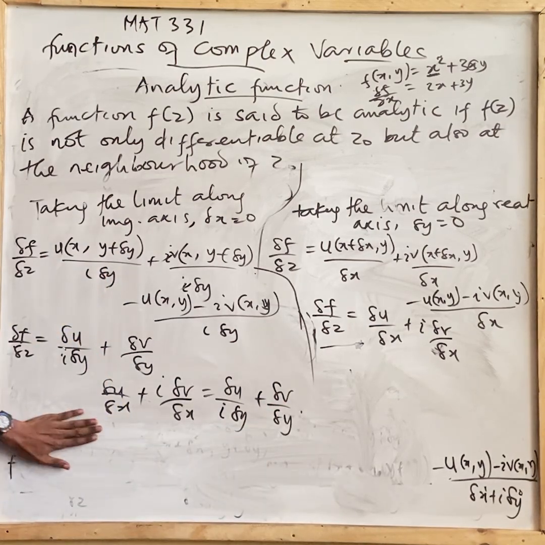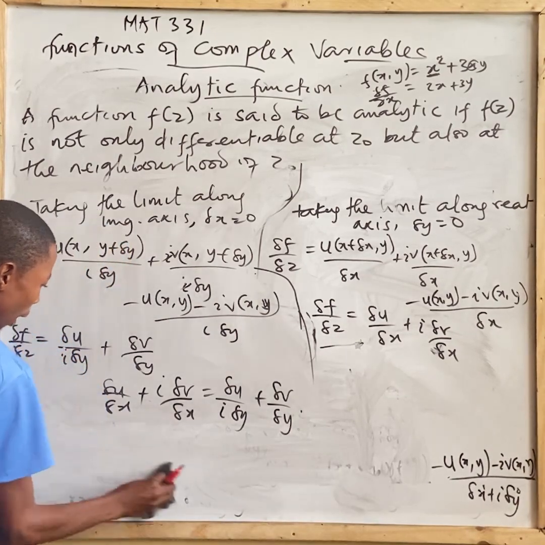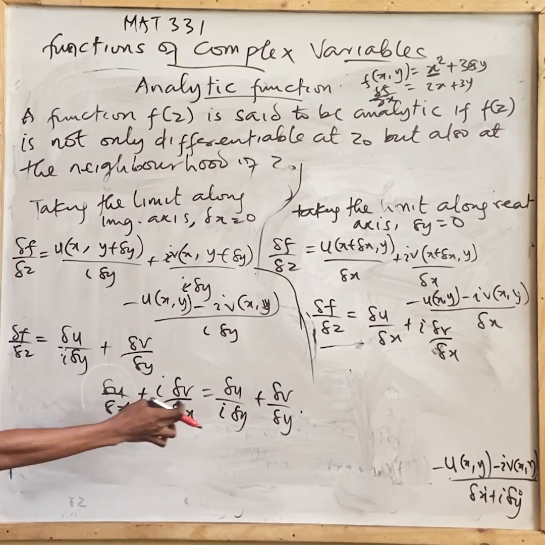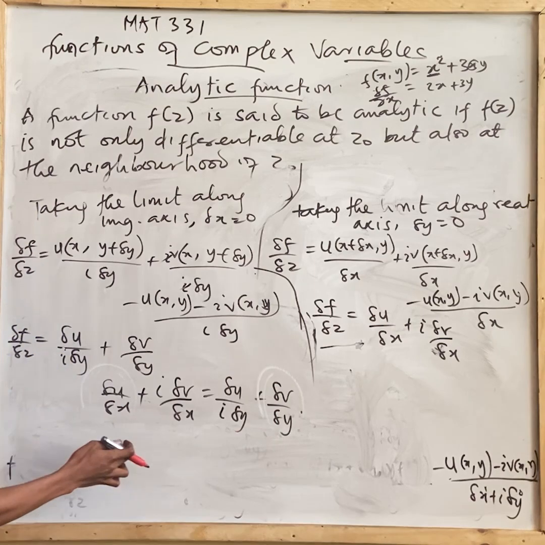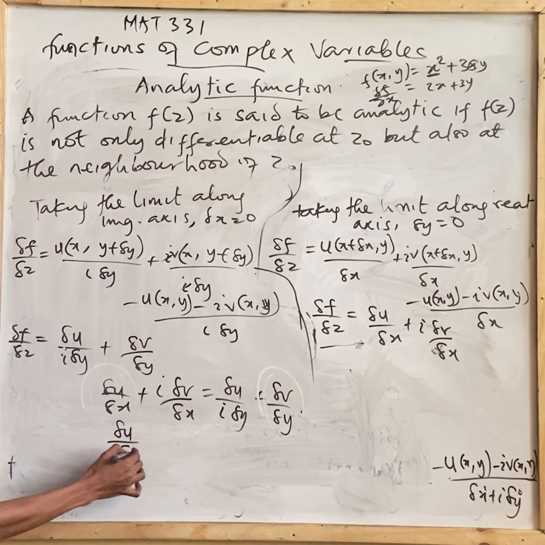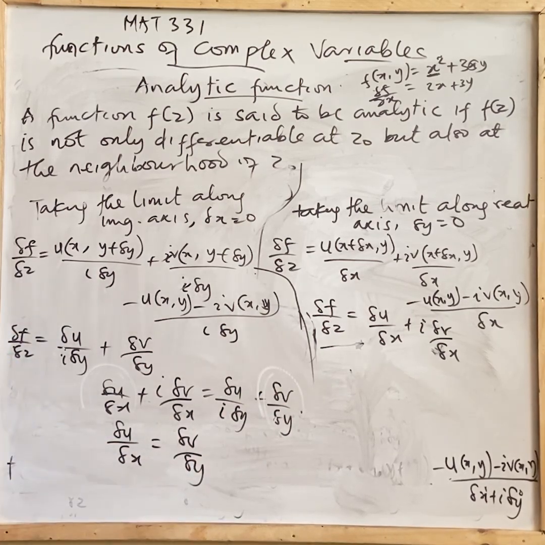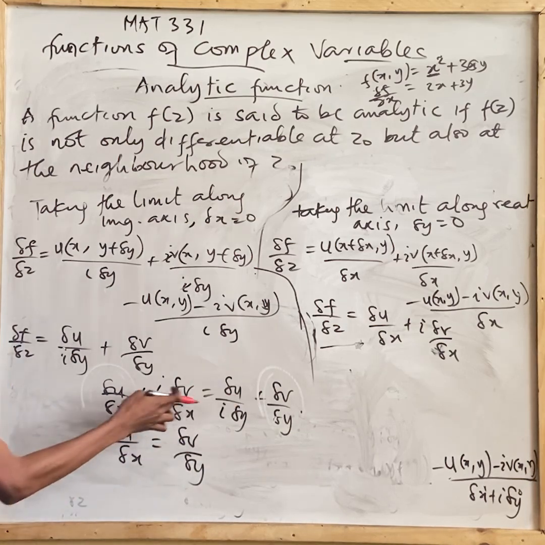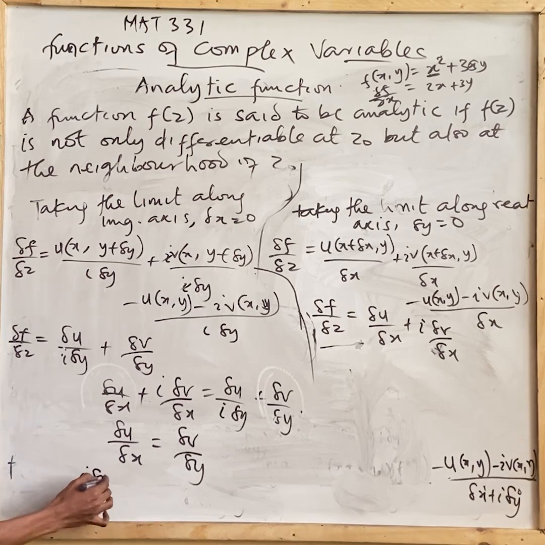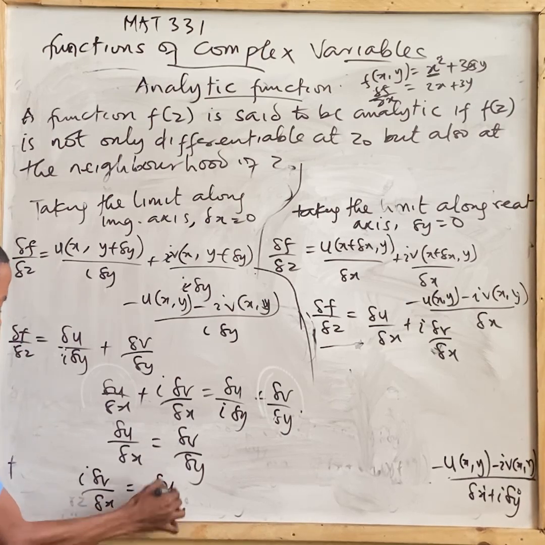So in that case, what are we going to do? We are going to have real and imaginary parts. This is a real part, this is also a real part, and we equate the real parts. If I equate the real part, we are going to have du dx is equals to dv dy. That's one equation. And if I equate the imaginary part, these two are the imaginary parts. So we are having i dv dx is equals to du divided by i dy.